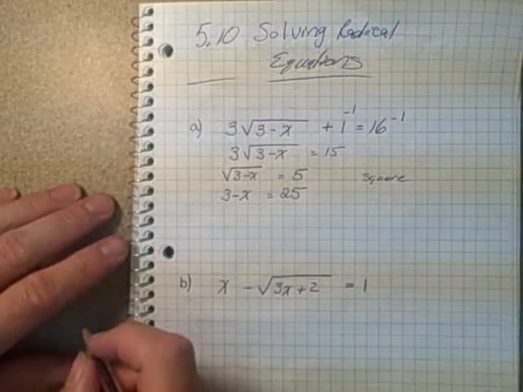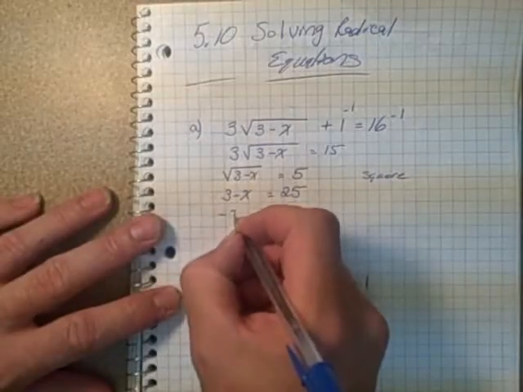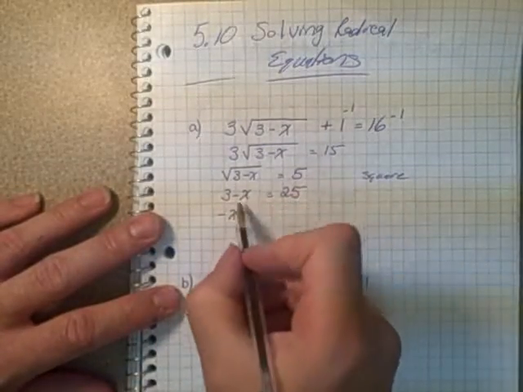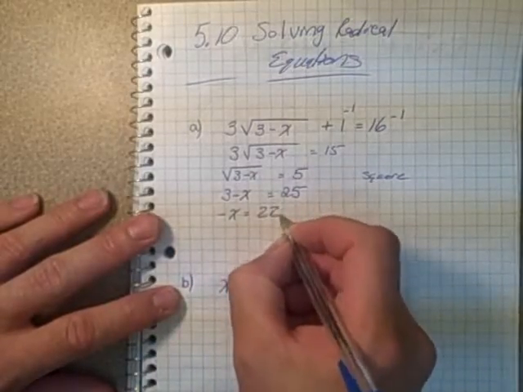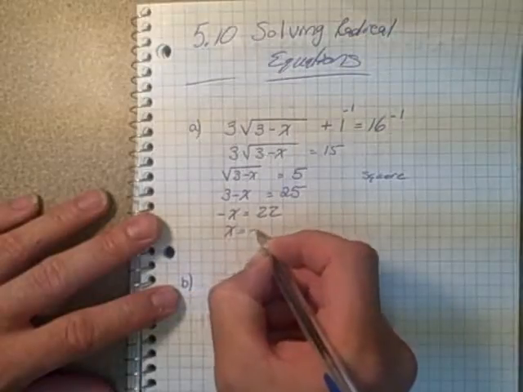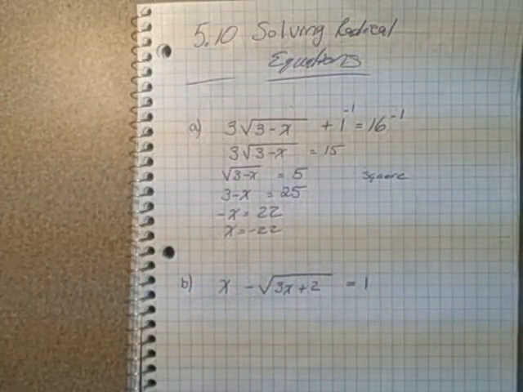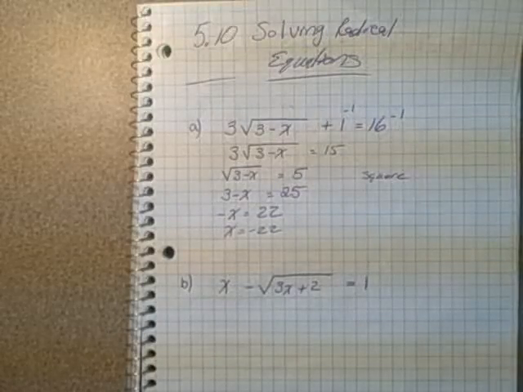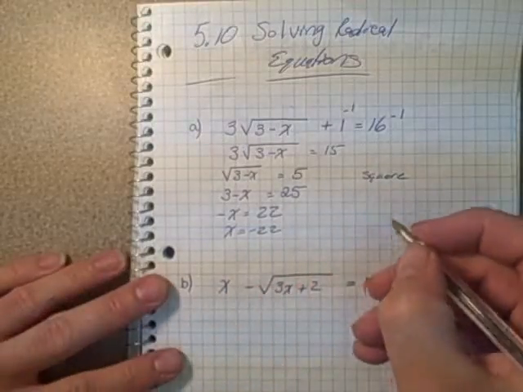Okay, once you get to that point, you solve for x. Negative x is equal to, if I subtract 3 from both sides, so x is equal to negative 22. And with radicals, you have to check your results because quite often you sometimes get an extraneous root that doesn't work out, so check this.